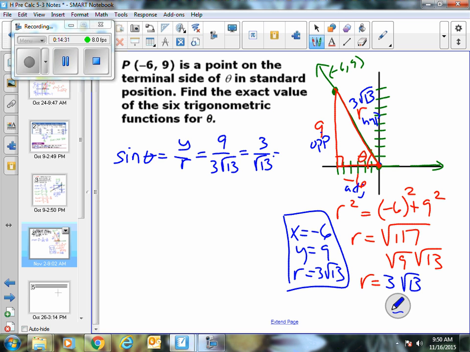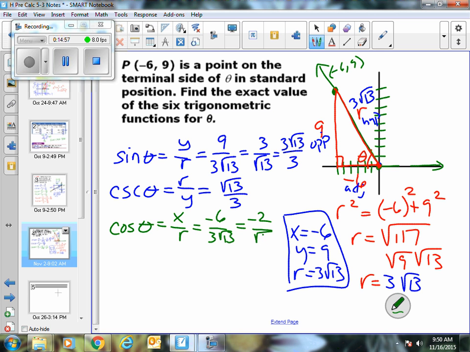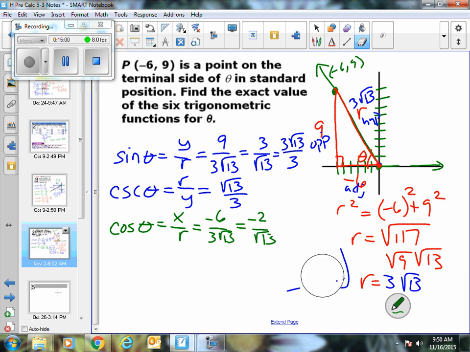Reduce and rationalize. So we're going to do the same things we did last week. I'm going to go ahead and do cosecant right away then. R over y. Remember, we have a choice. We can flip the first one, the second one, or the third one. Easiest one to flip by far is that second one. All right, cosine, x over r. It's the ratio of those two sides. For x over r, that would be negative 6 over 3 root 13. Simplify. And then rationalize. So negative 2 square root of 13 over 13.